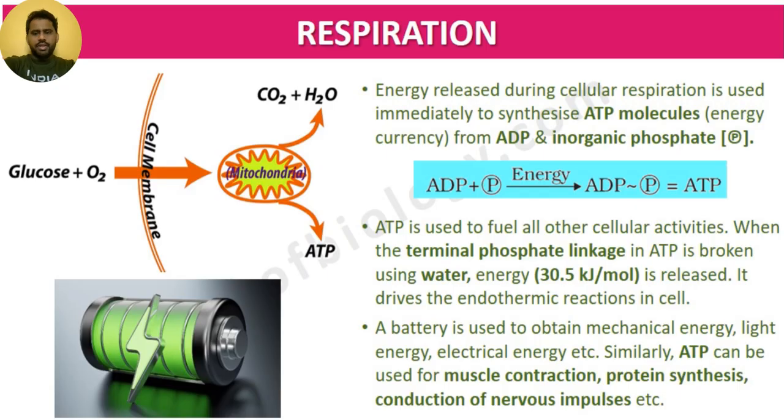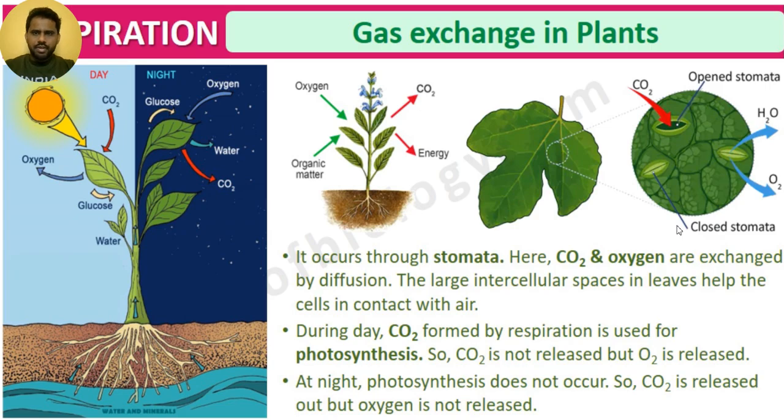So what is a battery? Battery is used to obtain mechanical energy, light energy, electrical energy, etc. Similarly, ATP can be used for muscle contraction, protein synthesis, conduction of nervous impulses, etc. Okay, let's move ahead. Try to understand the gas exchange in plants.